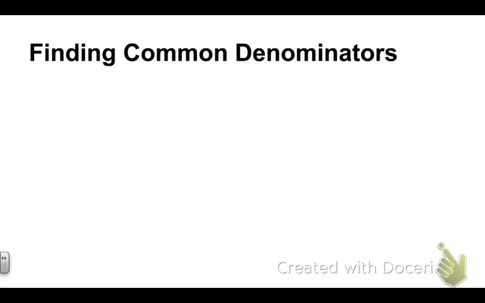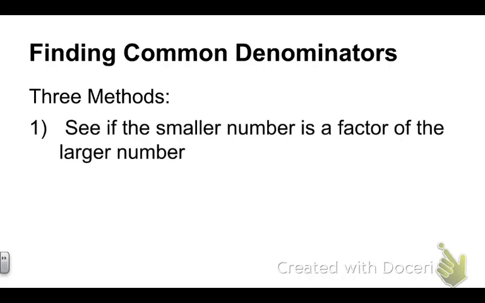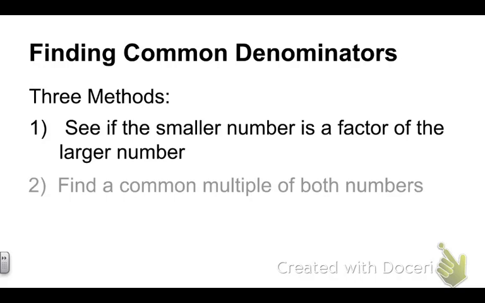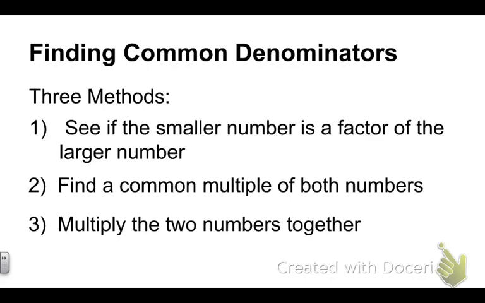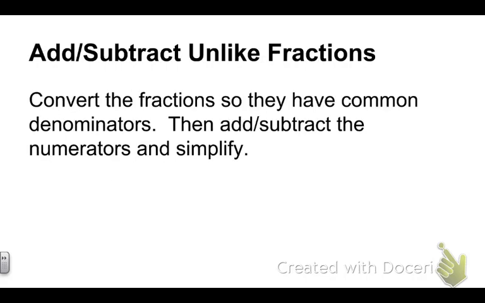So to make them the same, there's three different methods that you could choose to use. One method is you could see if the smaller denominator is a factor of the larger denominator. This is probably the easiest to do. If that doesn't work, then you're going to have to pick one of the remaining. You can find a common multiple of both numbers. That's where your least common multiple comes in handy. Or you could simply multiply the two numbers together. But whatever you choose, you're going to have to convert the fractions so they have common denominators. Once they are like fractions, then you can add or subtract the numerators and simplify.